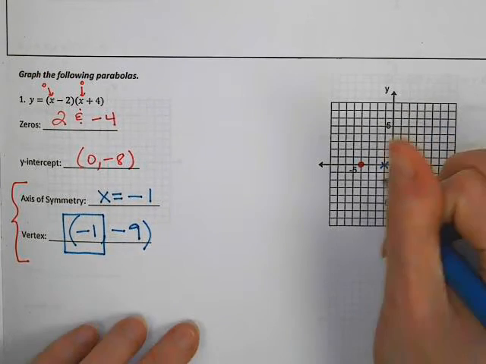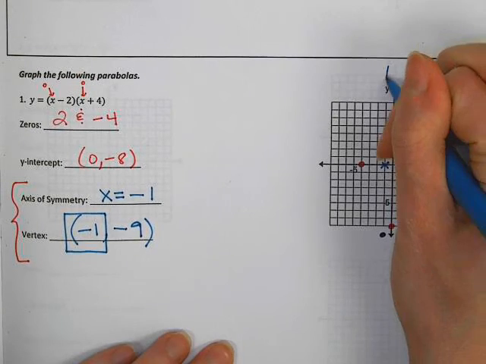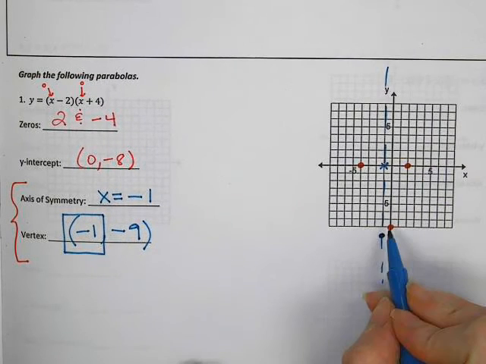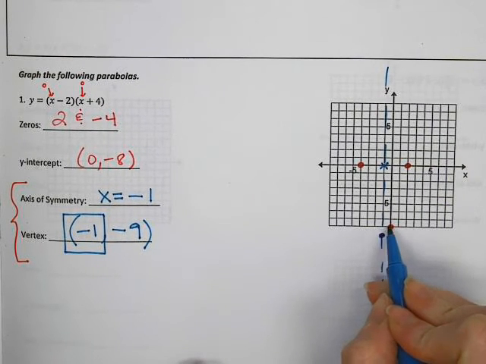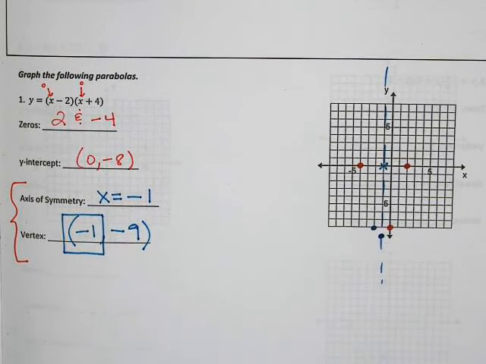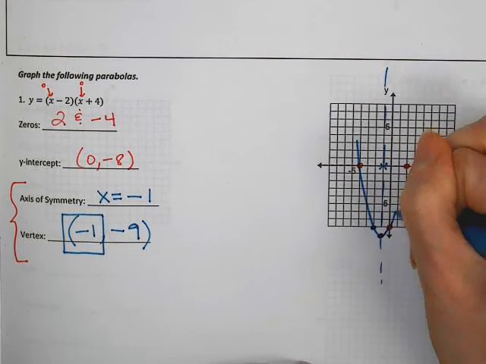All right, so let's do it. The vertex is now at negative 1 comma negative 9. And then our line of symmetry goes down the middle. And then we have our freebie y point right here, right? If it's 1 away, it's got to be 1 away. And then there you go. Connect the dots, and that is our parabola.